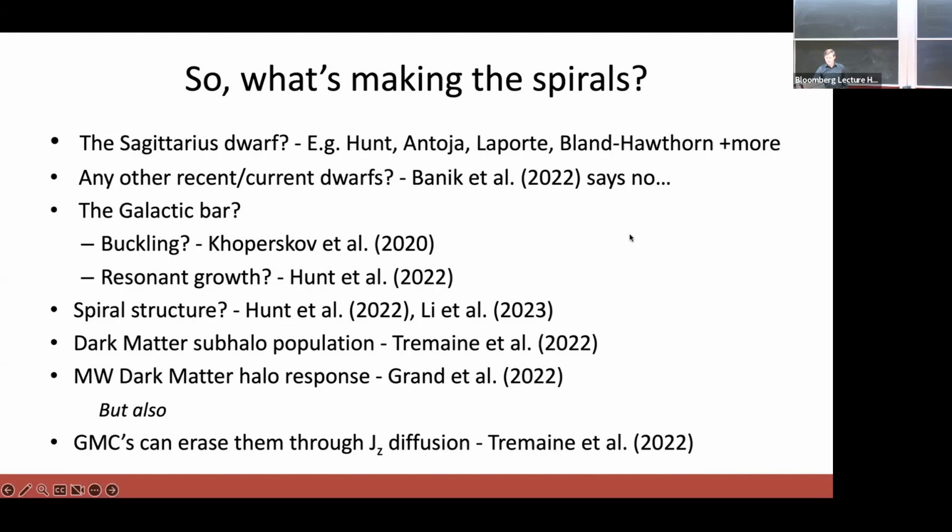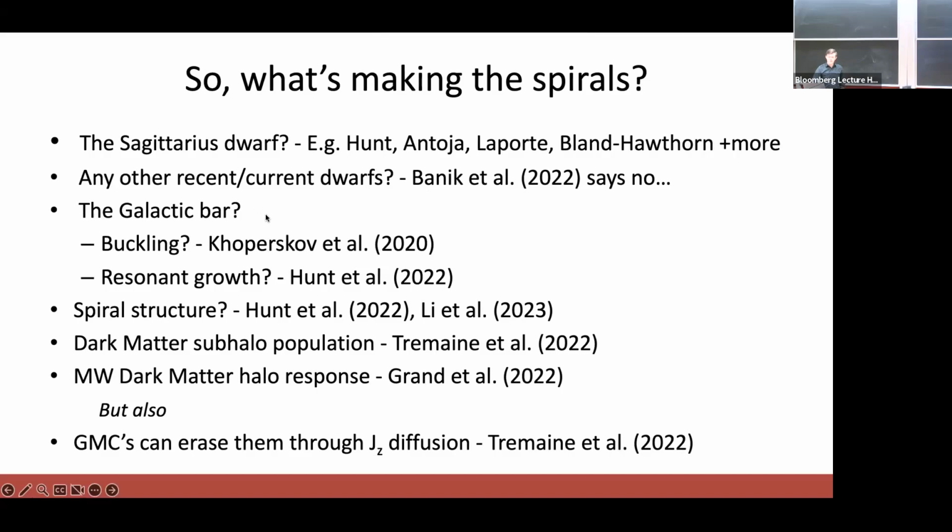Other options: are there any other recent current dwarfs? Of course, we have the Magellanic Clouds, but they're still on the first infall. It's not time for the phase spirals to wrap up. Magellanic Clouds should eventually make beautiful phase spirals across the Milky Way. We'll all be long gone. And other dwarfs, the 2 recent ones, Van Bannock has a nice paper that looks at the effects and rules out other things.